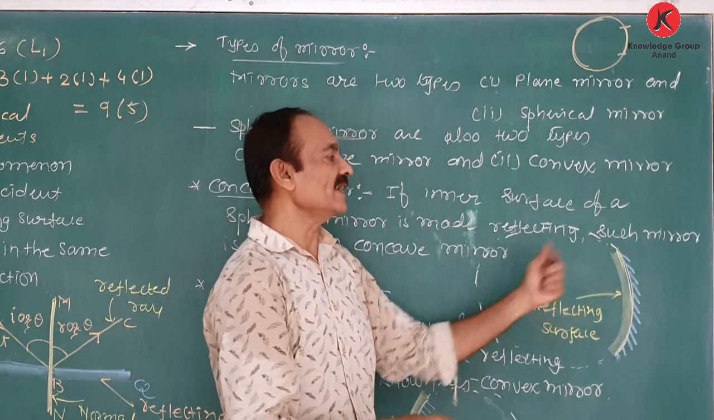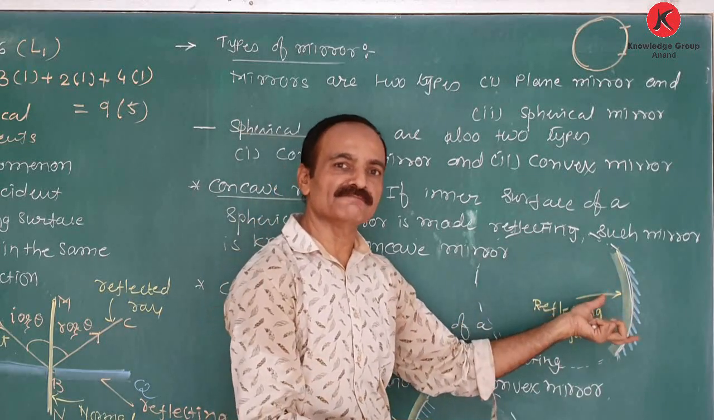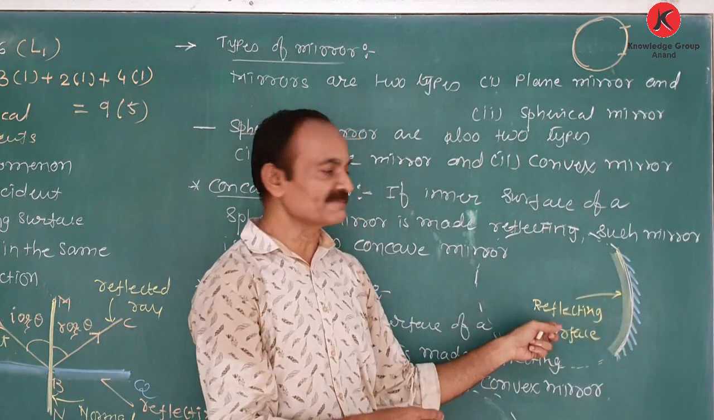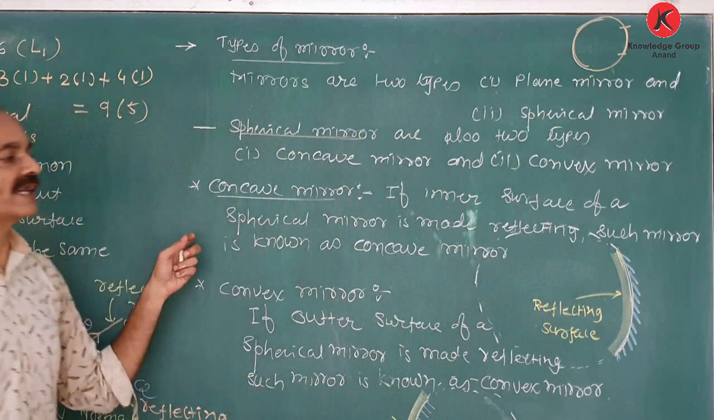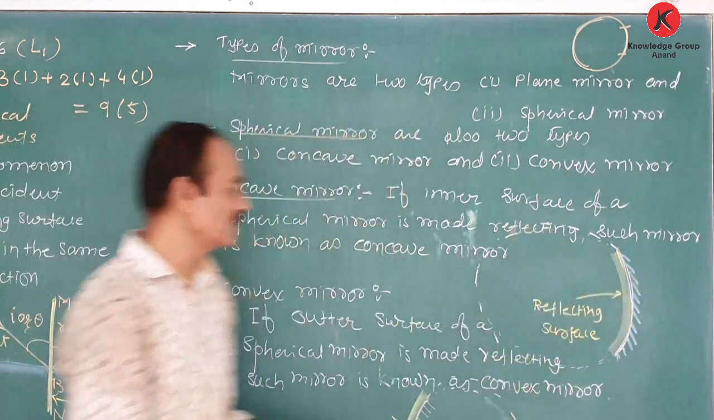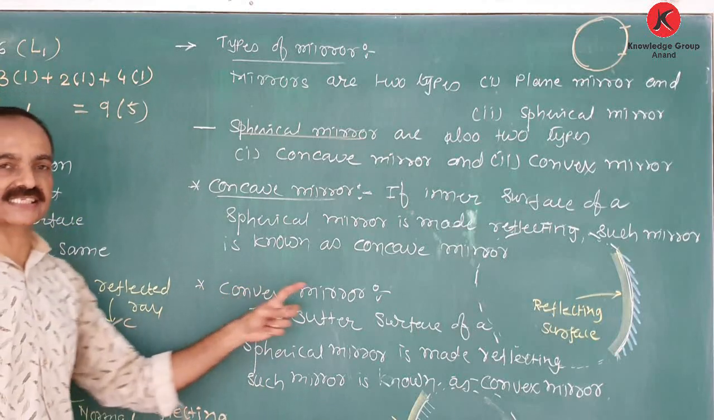This part is cut and the inner surface is made reflecting. Therefore, this mirror is known as the concave mirror. The outer side is not reflective. Okay. Now, in the same way, what is the convex mirror?